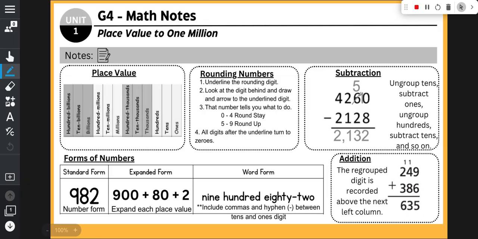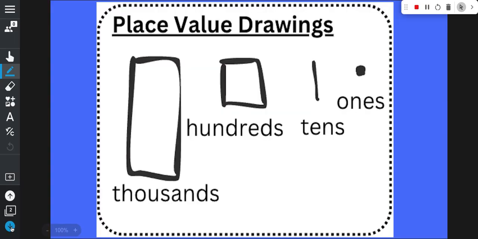We're going to be talking about place value to the millions. Please have this note sheet ready along with a notebook. Be prepared to try some practice problems and rewatch any parts of the video that you are having trouble understanding. Good luck. Here we go.